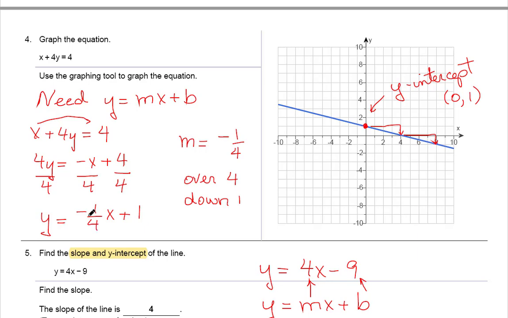So what do I know now? I know it's crossing at 0, 1. Yeah, that's my y-intercept. My rise versus run, I go over 4, and now since the rise is a negative number, you would go down. Over 4 and down by 1. And so again, you can pick points to use your graphing tool to be able to connect the dots.